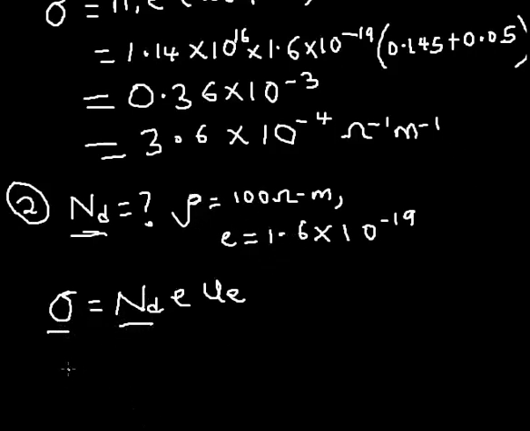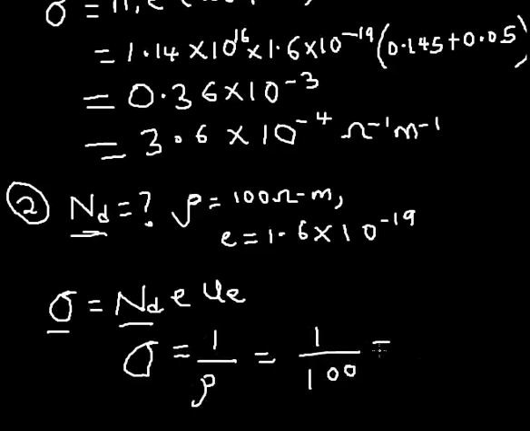From resistivity. I already told you that conductivity is the reciprocal of resistivity. The conductivity of a material is 1 all over its resistivity. So we're looking at 1 all over the resistivity. That's 1 all over 100.